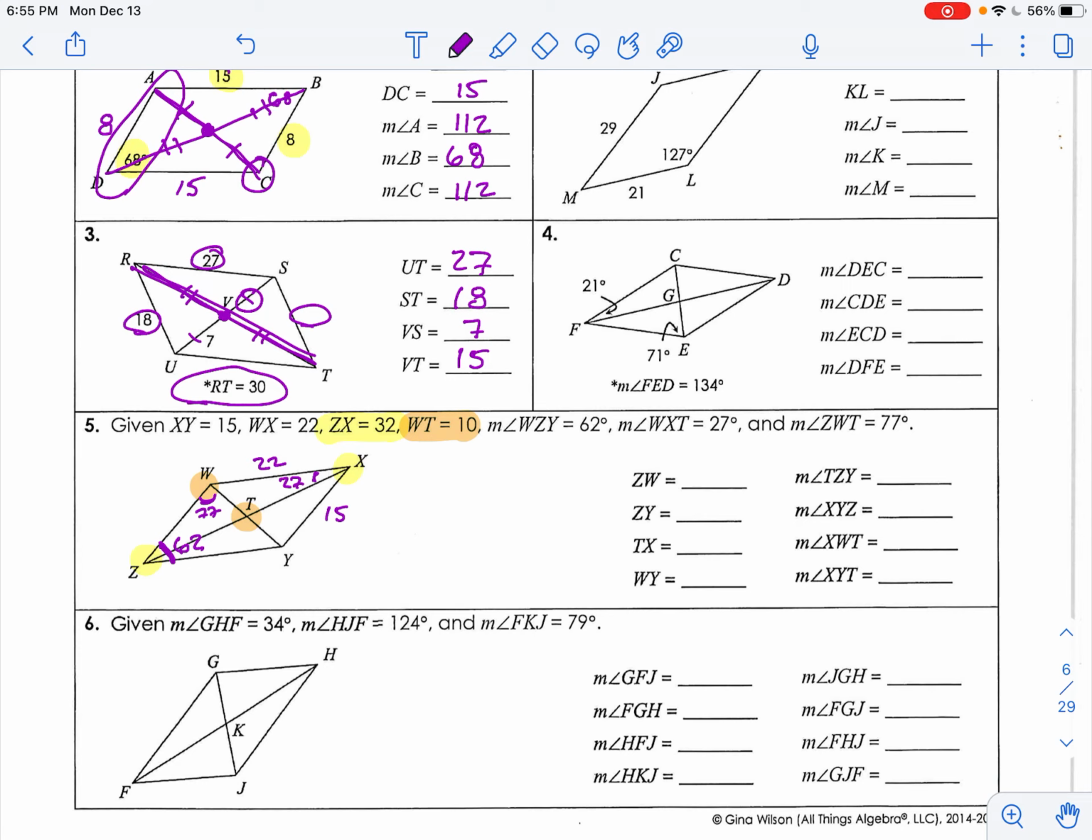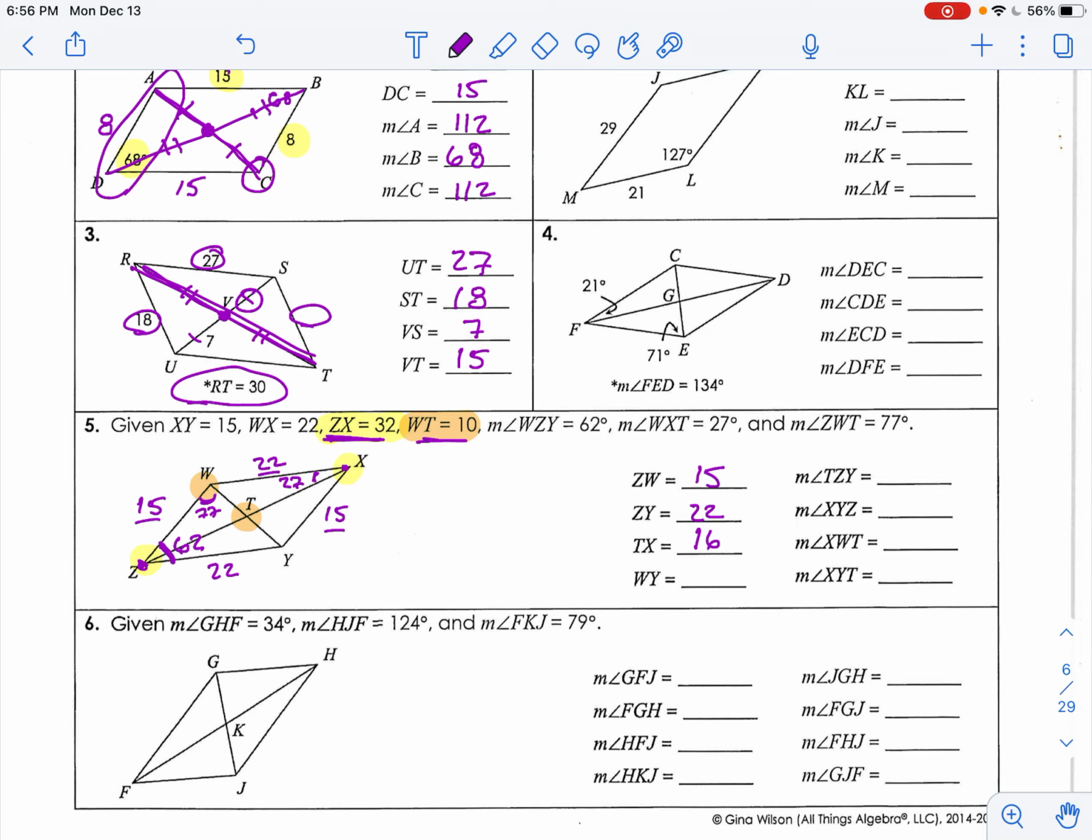The first one being this, XW, because this is 15, this is going to be 15, so pretty simple. For the next one there, right, for ZY, what would this be? If this is 22, this is 22. I think that's pretty simple. How about TX? So for TX here, I got to go back up here, and if ZX is 32, from here to here, what would each one be? Do you see that TX would be 16, okay, for that one.